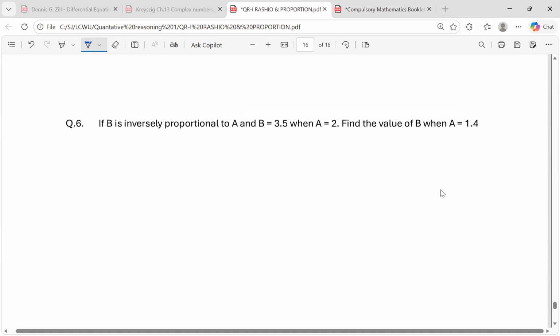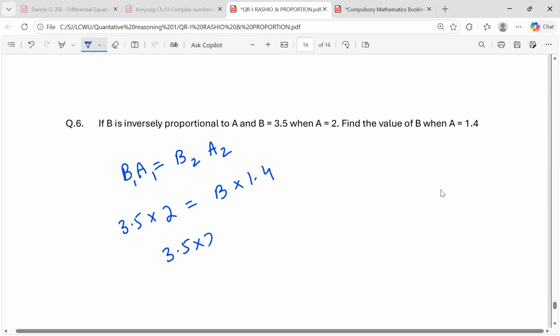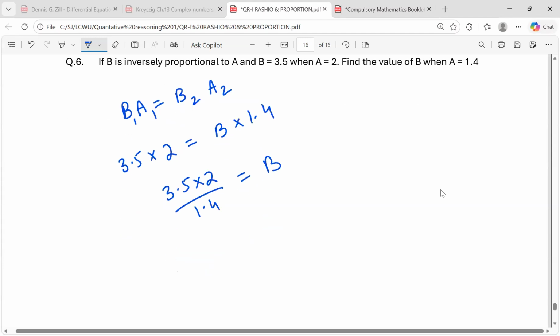If B is inversely proportional to A and B is equal to 3.5 when A is equal to 2, find the value of B when A is equal to 1.4. So B is inversely proportional to A, B1 A1 is equal to B2 A2. B1 is 3.5 when A1 is 2, and you have to find the value of B2, which we can write as B when A is 1.4. You can divide by 1.4, so 3.5 multiplied by 2 over 1.4 is equal to B. It is exactly the same form.